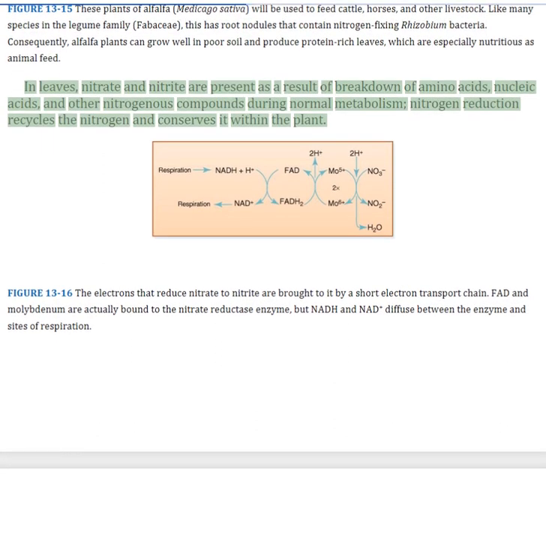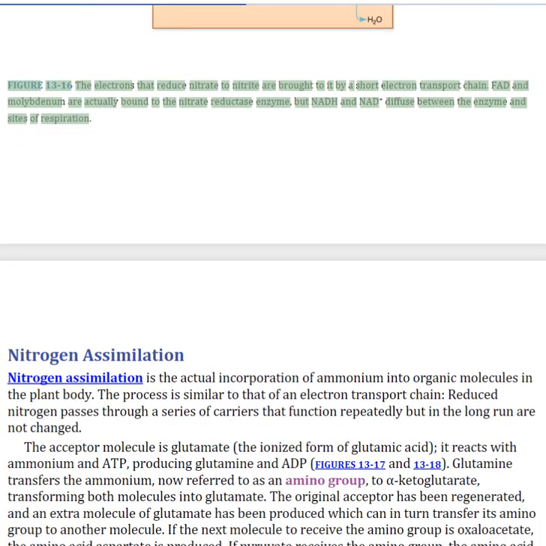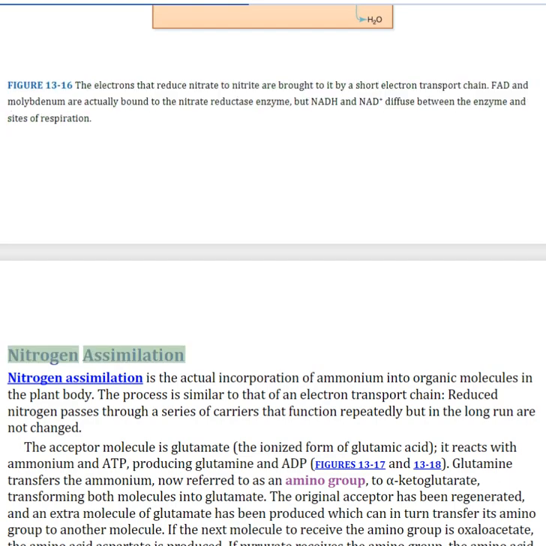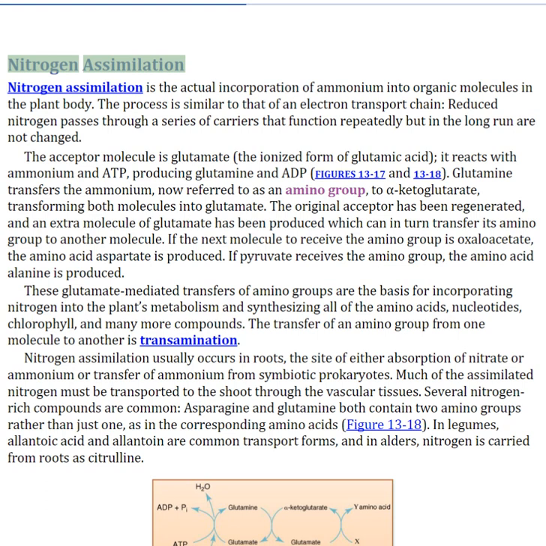In leaves, nitrate and nitrite are present as a result of breakdown of amino acids, nucleic acids, and other nitrogenous compounds during normal metabolism. Nitrogen reduction recycles the nitrogen and conserves it within the plant. Figure 13.16: The electrons that reduce nitrate to nitrite are brought to it by a short electron transport chain. FAD and molybdenum are actually bound to the nitrate reductase enzyme, but NADH and NAD diffuse between the enzyme and sites of respiration.